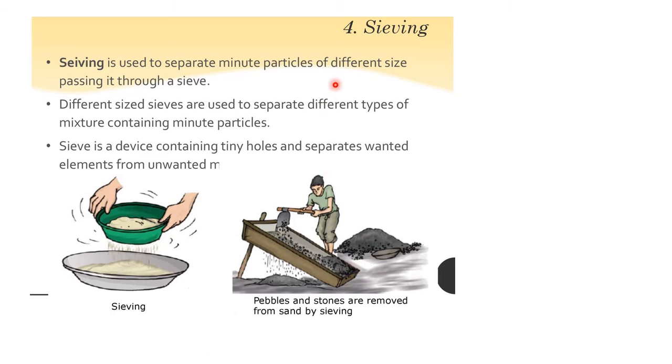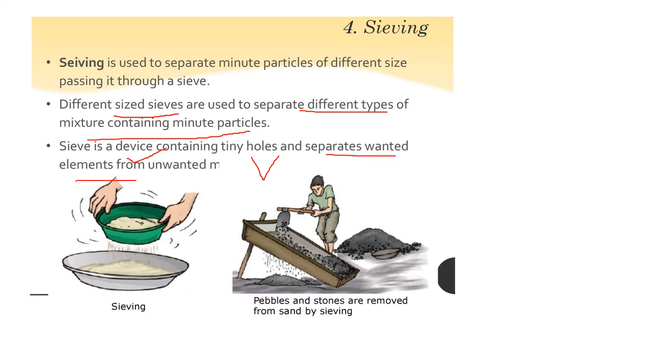So in our next topic we are going to study about sieving. What is sieving and how is the sieving process done? First of all, you need to understand sieving is used to separate minute particles. Minute particles means when the size of the particles is very small. In these kinds of things the sieving process is done. Second thing that you have to remember is we have different size sieves, and they are used to separate different types of mixture containing minute particles, and this device contains tiny holes and separates unwanted elements.